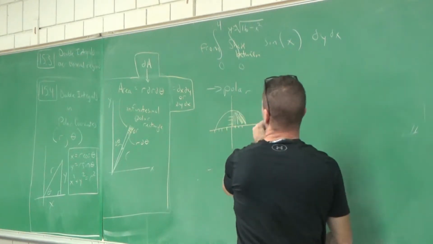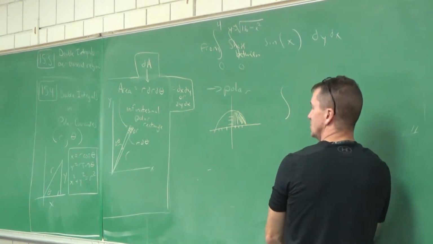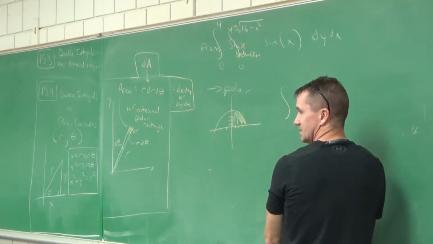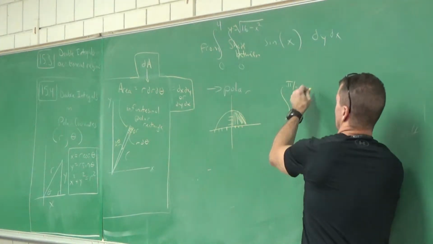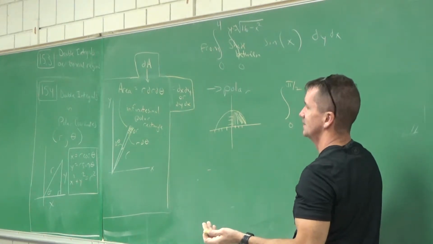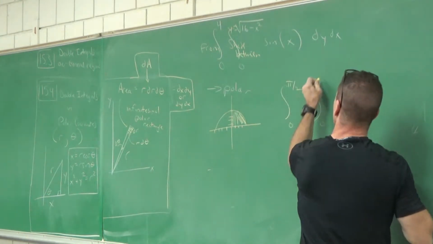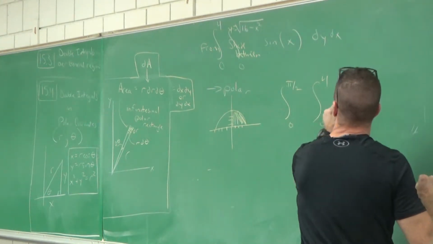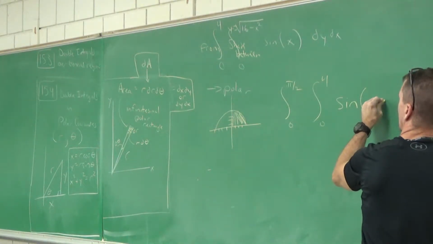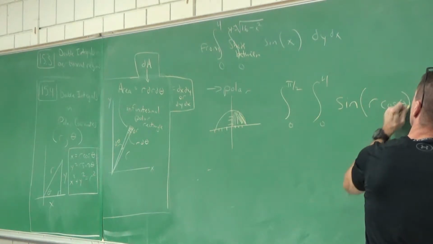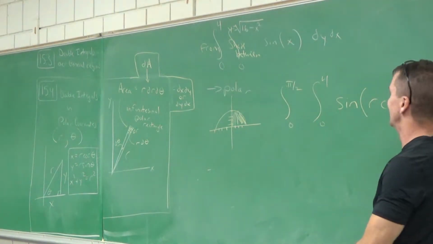So what do y'all think? When I do theta, what do you think theta is going to be? Is it 0 to pi over 2, 0 to 2 pi, 0 to 3 pi over 2? 0 to pi over 2, right? The radius is easy. What's the radius going to be? 0 to 4. Sine of, what's this become? R times cosine theta. Now look it over. Did I forget anything? Yeah, r. Thank you. You're doing good.